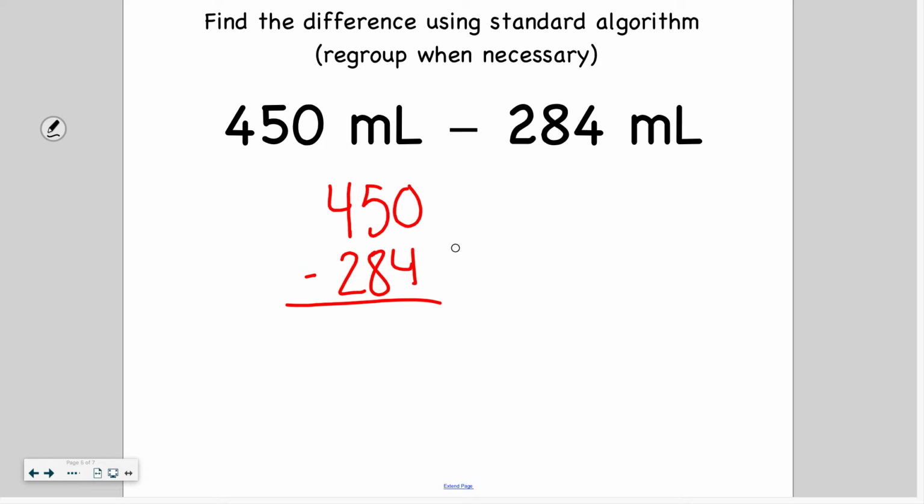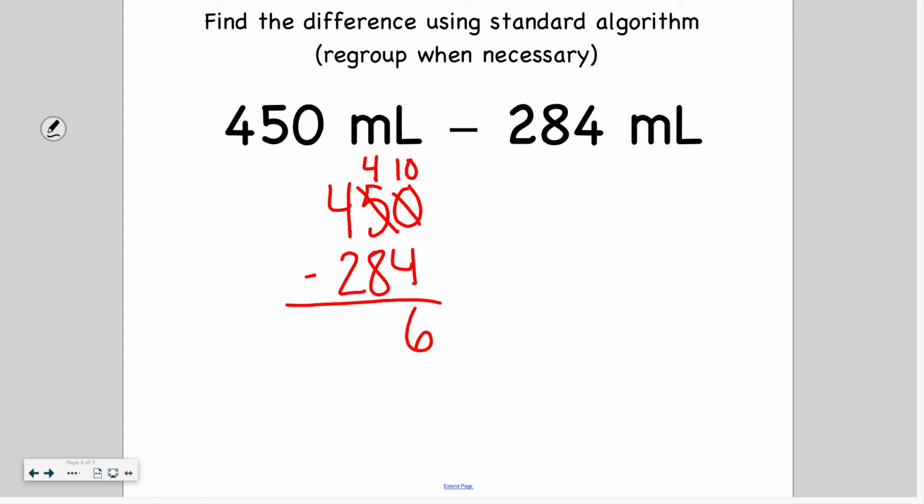So what I do on the screen, I want you to do on your paper as well. So now 0 minus 4 equals, well, hopefully you said, I can't do that, Mr. Ortiz, so I'm going to regroup. Go to the tens place, I'm going to take away, or regroup, 1 ten, so that would leave me with 4 tens. And now I've regrouped this 10 to the ones place, that gives me 10 ones. So now I can subtract in the ones place. 10 minus 4 is 6.